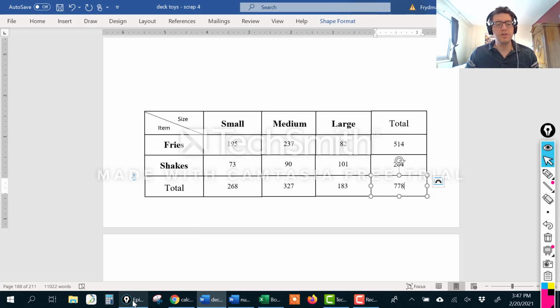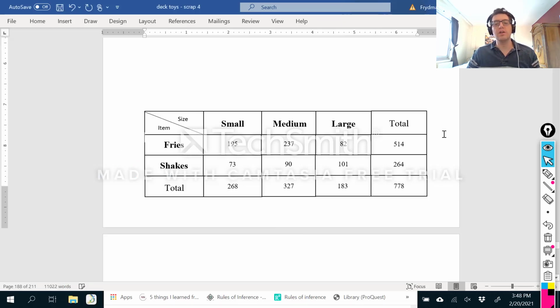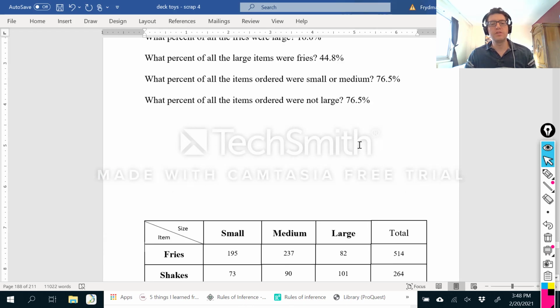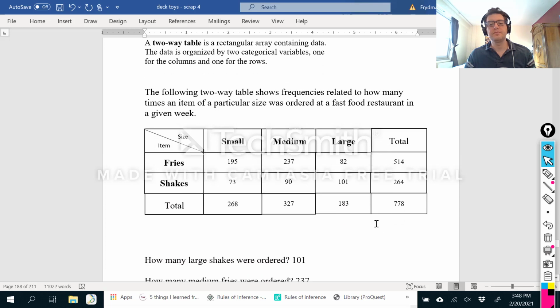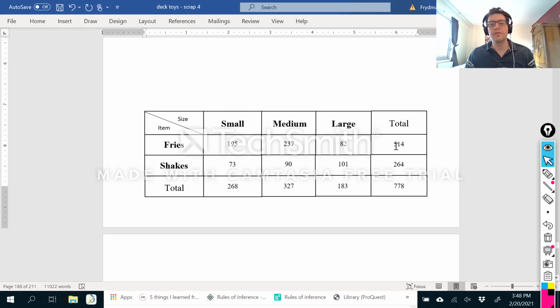And again, I think I said this earlier in the video also, but we could have also done 268, which is the total number of small items, plus 327, total number of medium items, plus 183, which is the total number of large items, and that also gives us 778. Okay, so even though some of the entries were deleted here, we were able to reconstruct the entire table, which was the same table that we had earlier, just by using a little bit of logic. If this is the total number of fries, then this has to be 195, because then they would add up to 514, and so on.